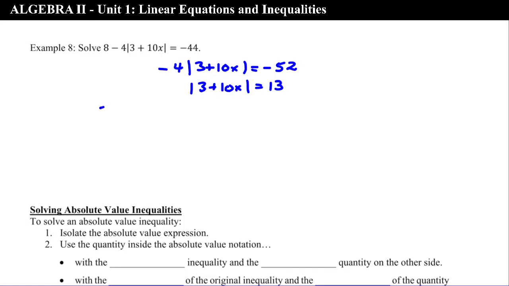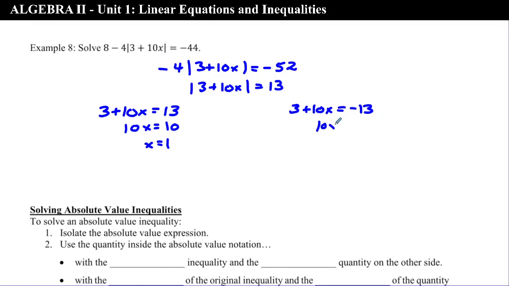Now this we can split up because we have a positive number on the other side of the absolute value. So now we'll split it up from here. 3 plus 10x equals 13. 3 plus 10x is equal to negative 13. We are going to subtract 3 from each side, so we've got 10x equals 10. So x equals 1. And then on the other side, we've got 10x equals negative 16. So x will be negative 16 over 10, which can be reduced down to negative 8/5. And so your solution set here would be negative 8/5, 1.